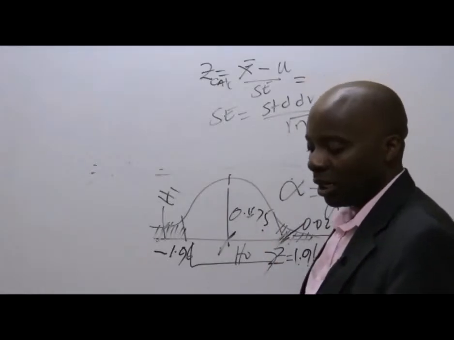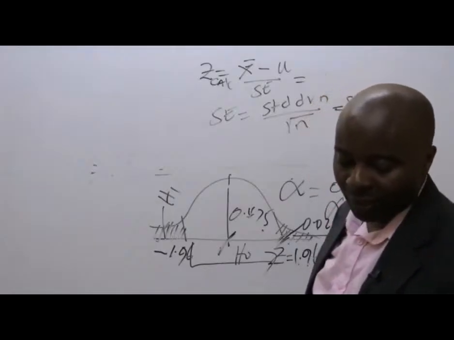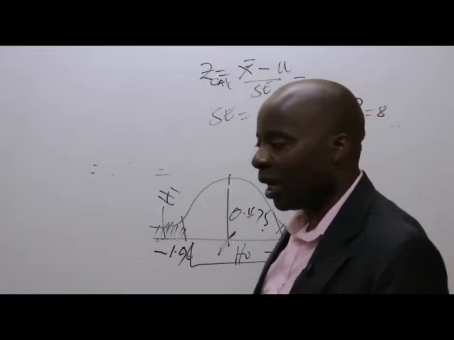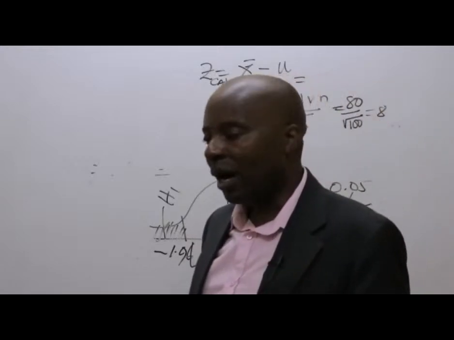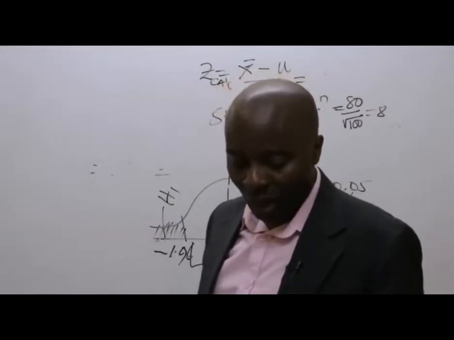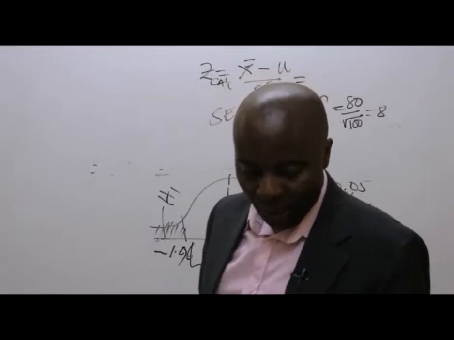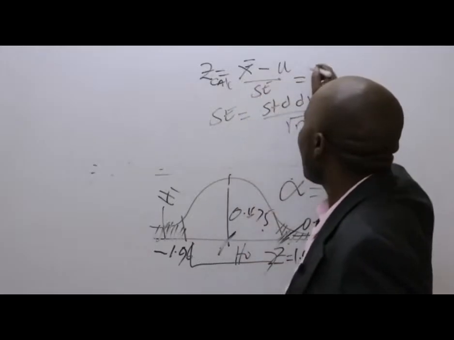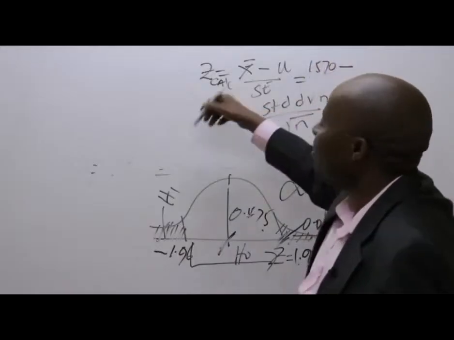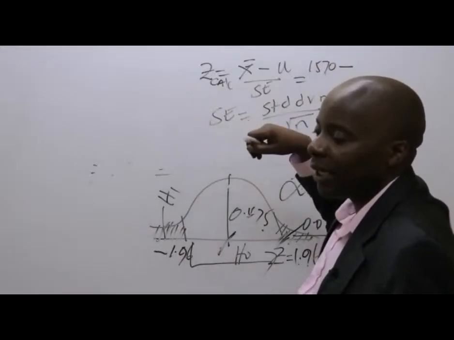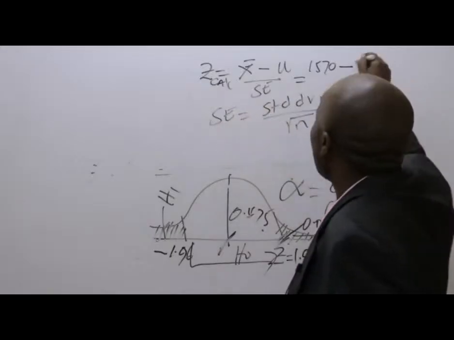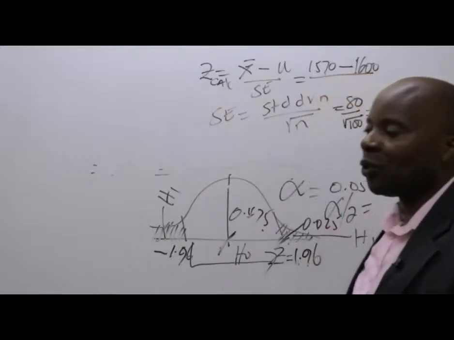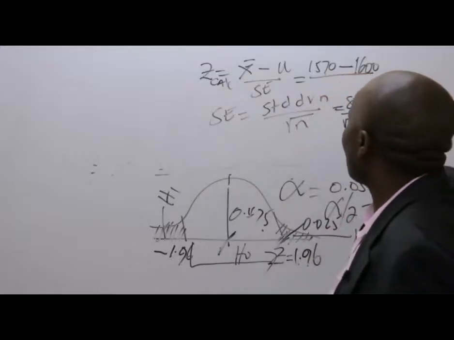So what is our X bar? Remember, X bar is the sample mean. Please write that X bar is the sample mean. Our X bar, the one that we sampled, is 1570. So we have 1570 minus mu, the population mean being tested, which is 1600, all over the standard error that you got correctly, which is 8.